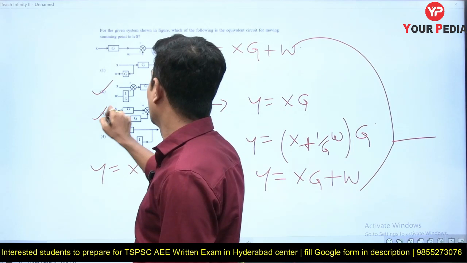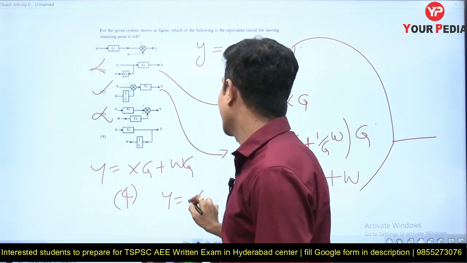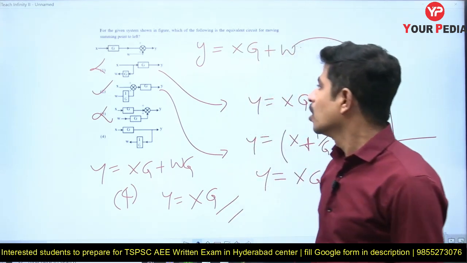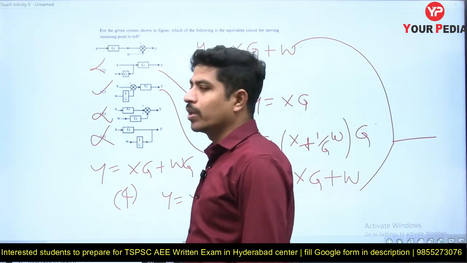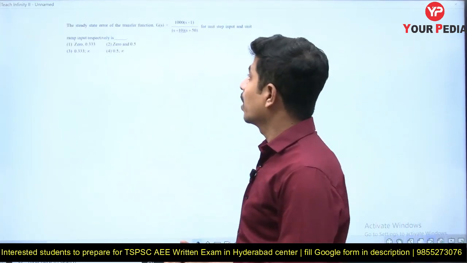xg plus wg. Third one wrong. This is wrong. Now fourth option, what is that? Y is equal to directly xz only. So none of the options are matching except 2. Therefore option is 2. Okay, let's go for the next question.